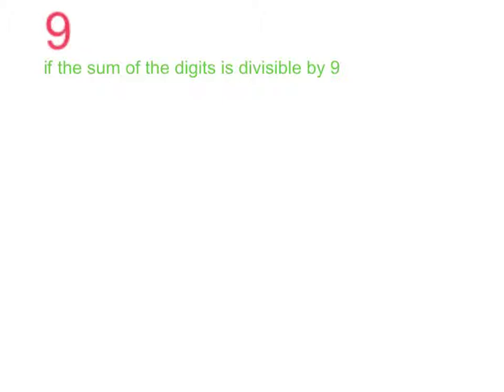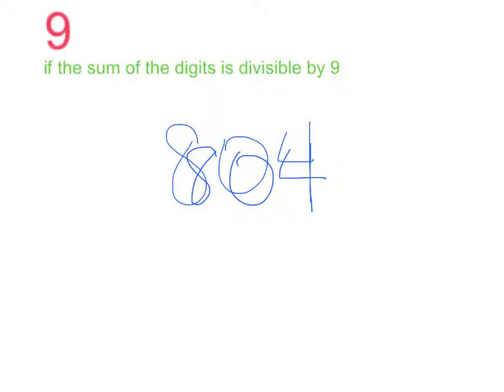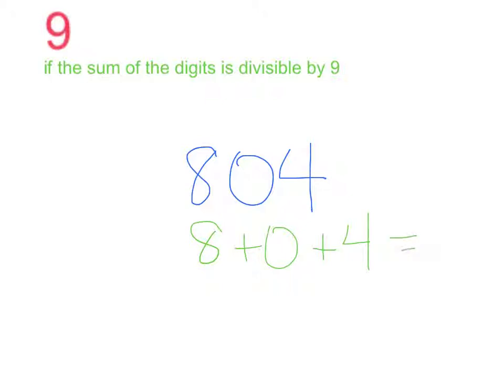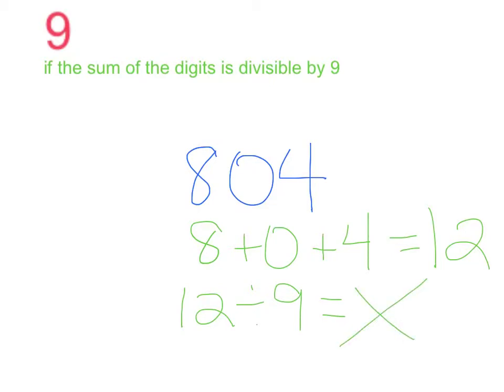Okay, let's try one last example. 804. First we have to add all the digits together to see if the sum of the digits is divisible by 9. So 8 plus 0 plus 4 equals 12. Let's find out, can we divide 12 by 9? Well, 12 divided by 9 doesn't divide evenly. So 804 is not divisible by 9.